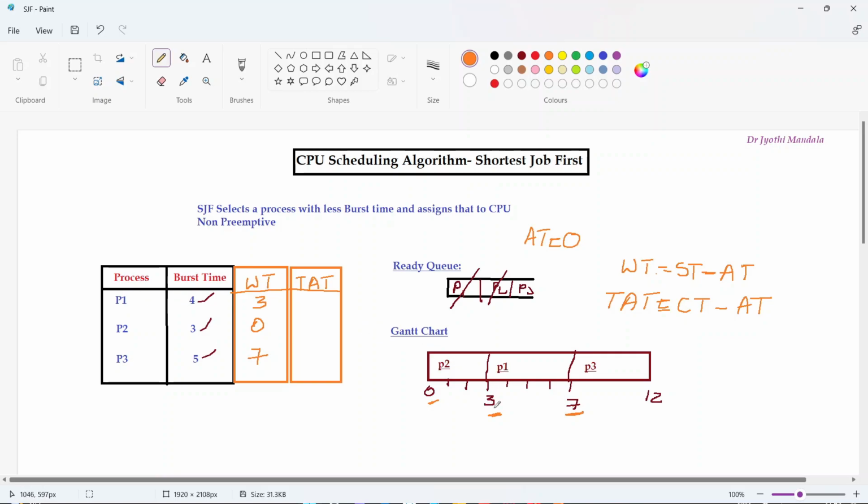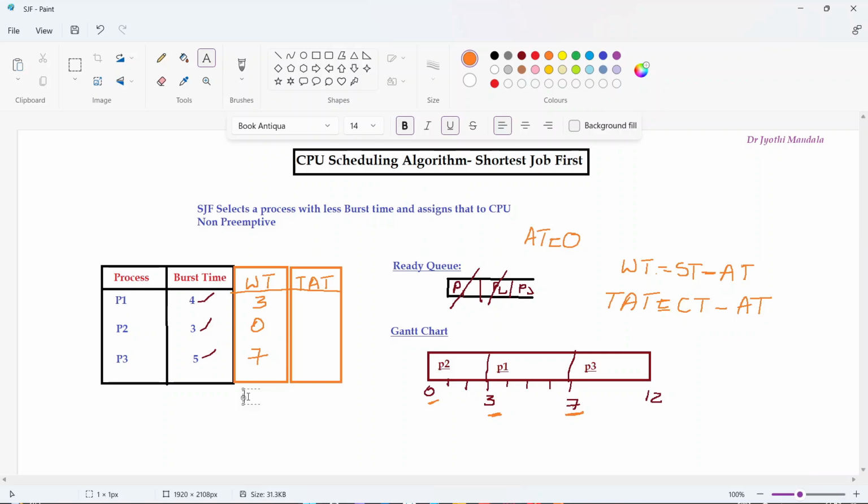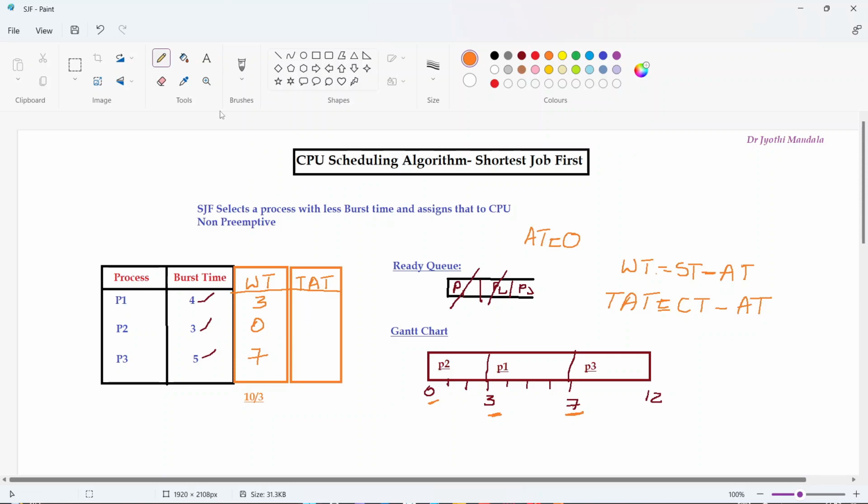P1 start time is 3 minus 0, 3. P2 start time is 0 minus 0, and then P3 start time is 7 minus 0 is 7. Now it is clear, the average is 10 by 3. This is the average turnaround time. Sorry, average waiting time. Now what is average turnaround time? Completion time minus arrival time.